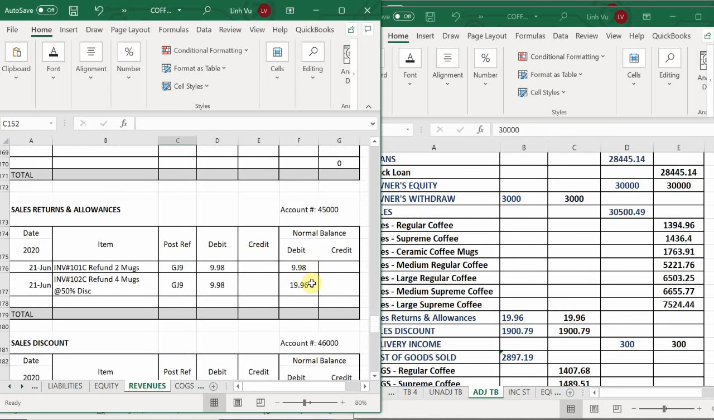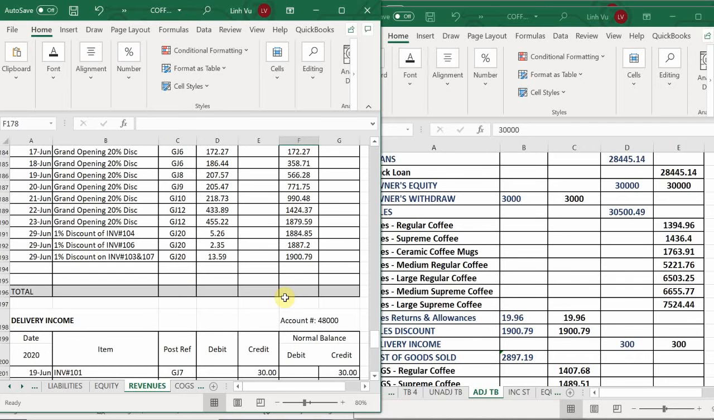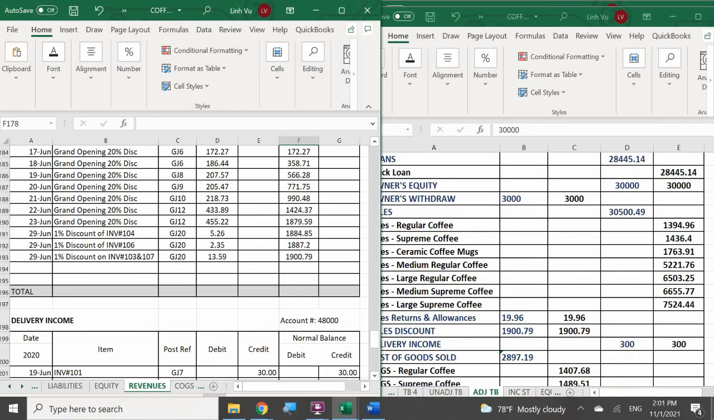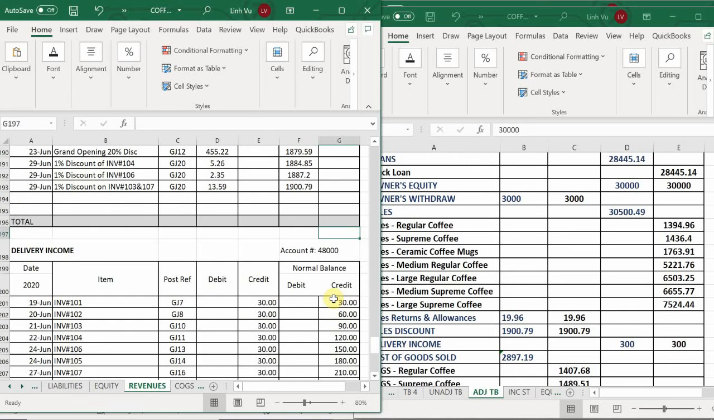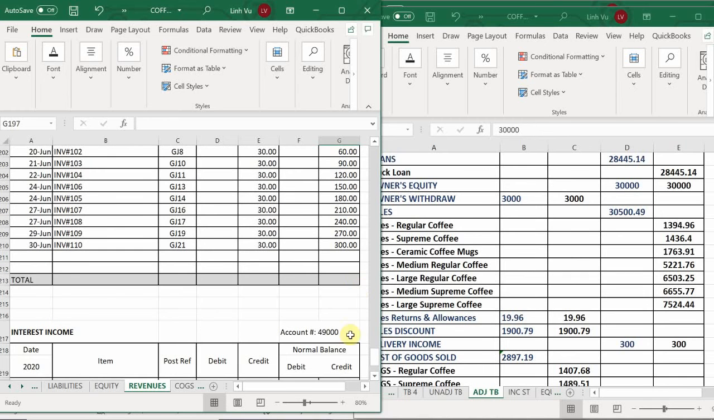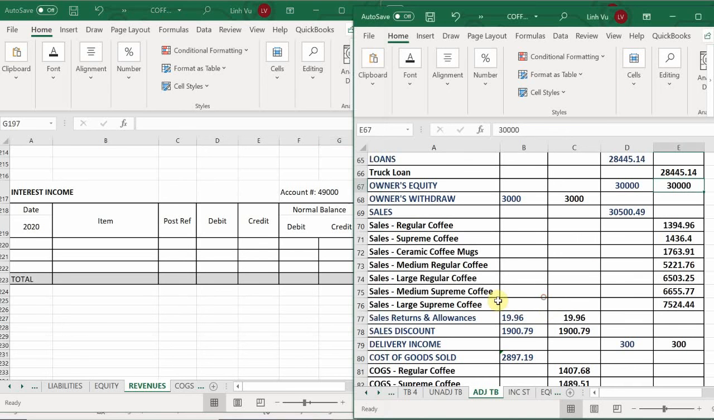What about sales returns and allowances? Nope, it's still $19.96. What about my sales discount? Still the same, still at 1,979. What about my delivery income? It's the same. That's it. So sales and revenues all stayed the same.